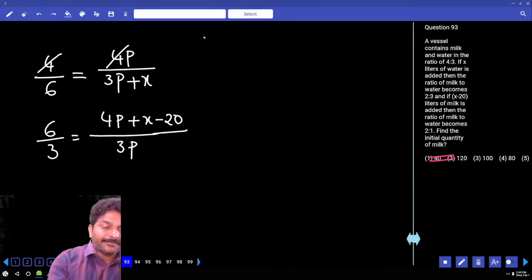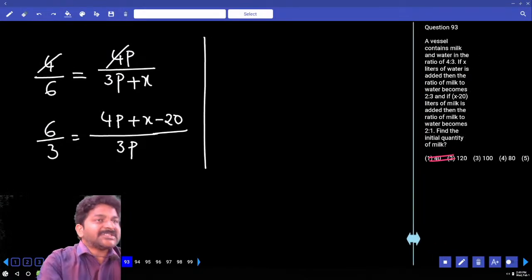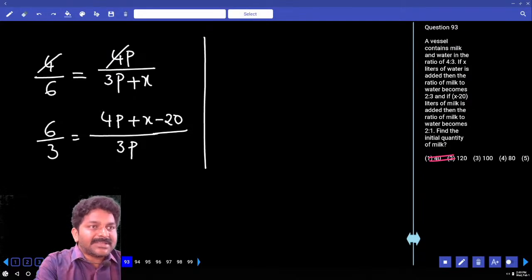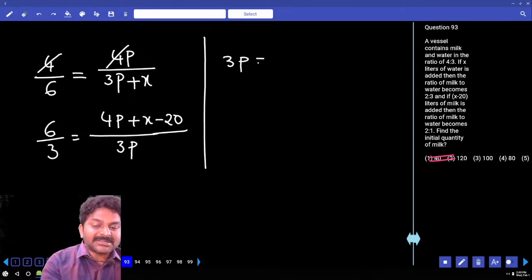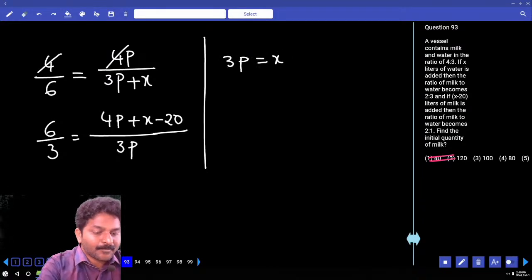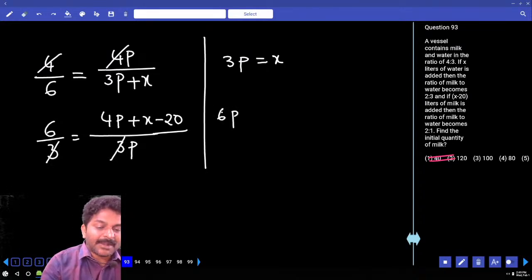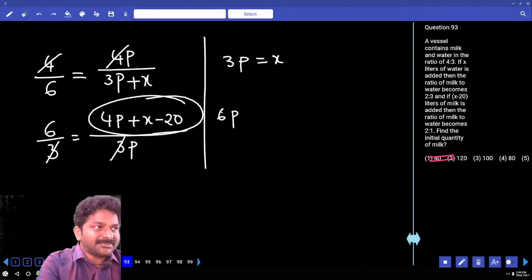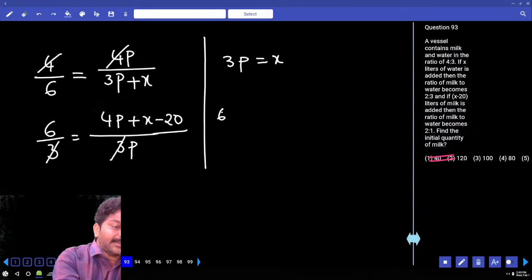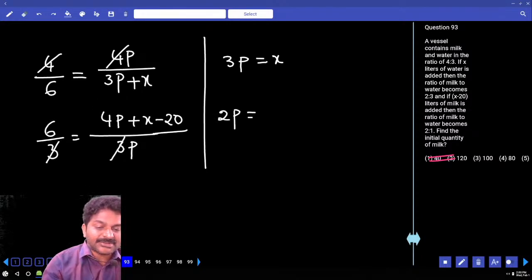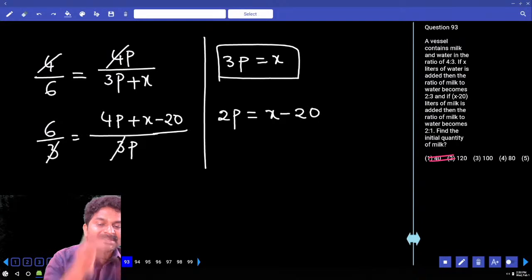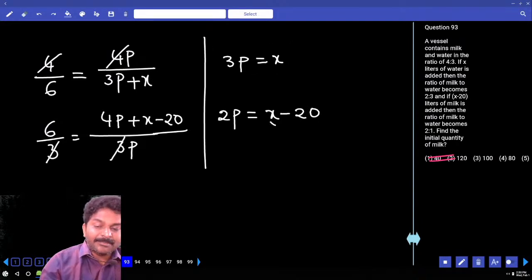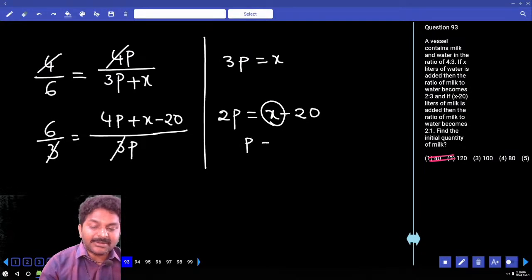4 gets cancelled. From the first equation, I can write 6 parts is equal to 3 parts plus x. 3 parts is equal to x. 3 gets cancelled. Now here we will have 6 parts is equal to 4 parts plus x minus 20. If you rewrite it, 2 parts is equal to x minus 20. From this, in place of x, can we write 3 parts? So in place of x, if you write 3 parts, p is equal to 20.